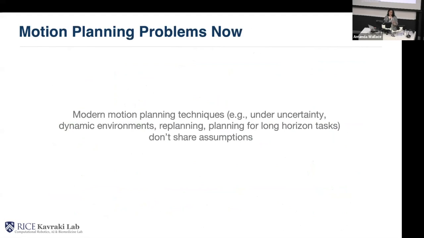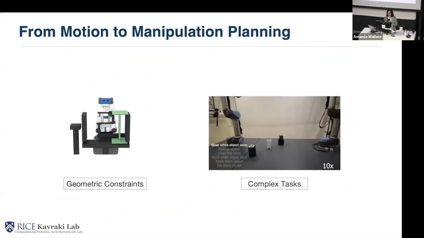And now modern motion planning techniques really are not covered by what I just said. I mean, now we want to plan under uncertainty in dynamic environments. We want replanning. We want planning for long horizon tasks. They don't share the assumptions that I talked about that created, let's say, a motion benchmaker. So geometric constraints, I want to talk a little bit about manipulation planning, and I will finish with that.